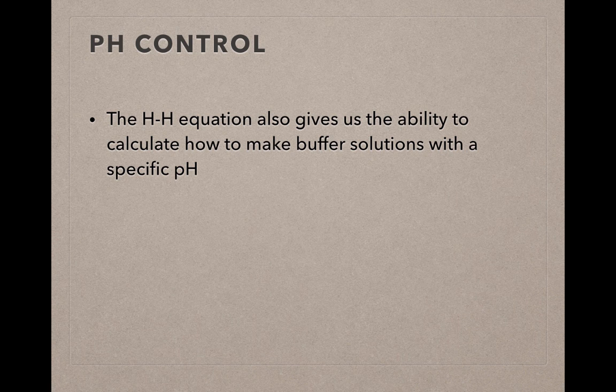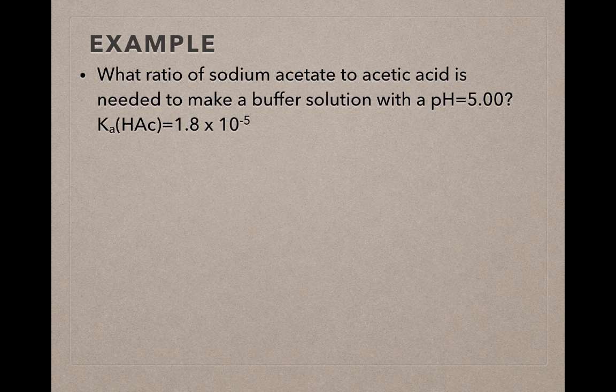Now, one thing that the Henderson-Hasselbalch equation does is it gives us the ability to calculate how to make buffer solutions with a very specific pH. And it also gives us a way to verify that we have our solutions within that pH range to make an effective buffer. So let's take a look at an example, and we'll just go ahead and work this one out here. We want to know what ratio of sodium acetate to acetic acid is needed to make a buffer solution with a pH of 5.